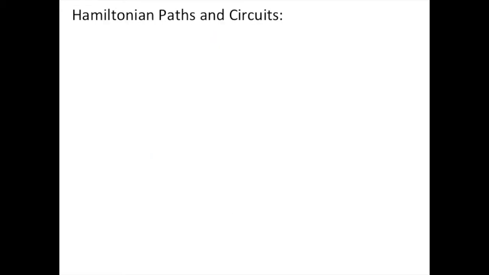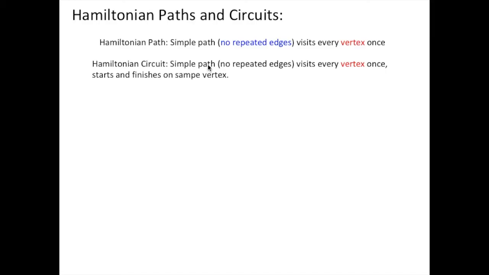Hamiltonian paths and circuits. A Hamiltonian path is a simple path with no repeated edges, visits every vertex once. Euler was all about the edges. Hamiltonian is all about the vertices. A Hamiltonian circuit is a simple path, no repeated edges, visits every vertex once, and because it's a circuit, it starts and finishes on the same vertex.